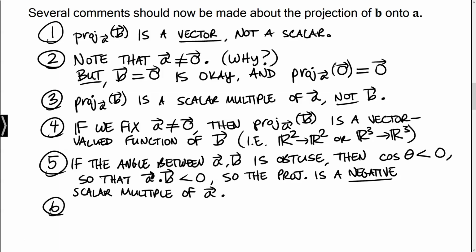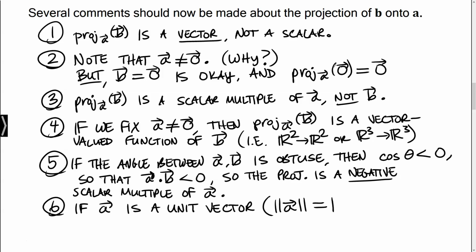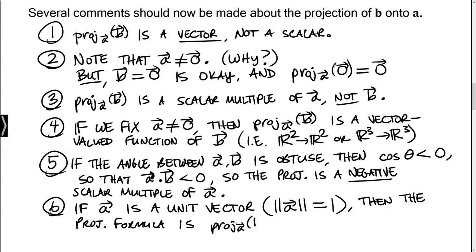Number 6. If A is a unit vector, remember what a unit vector is, that means A has length 1. Well, if A has length 1, that means that A dotted with itself is 1. Then the formula takes a nice form. The projection of B onto A is equal to A dot B times A. In other words, it's just a scalar multiple of A, and the scalar multiple is you just dot it with A. And that's how you find what that multiple is. So there's no division by A dot A because A dot A is 1.